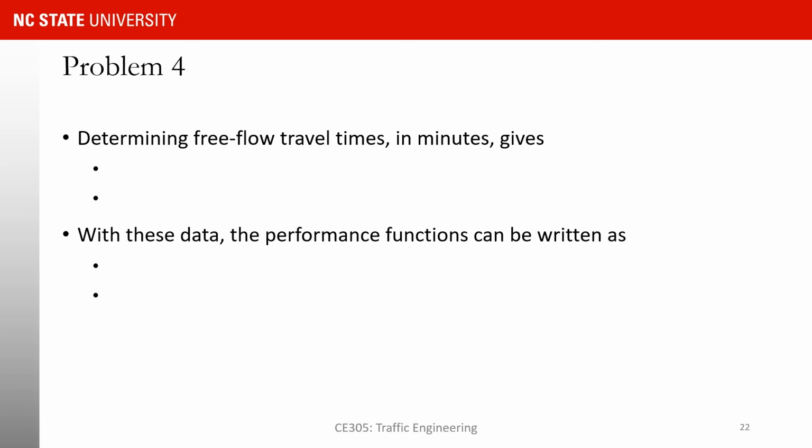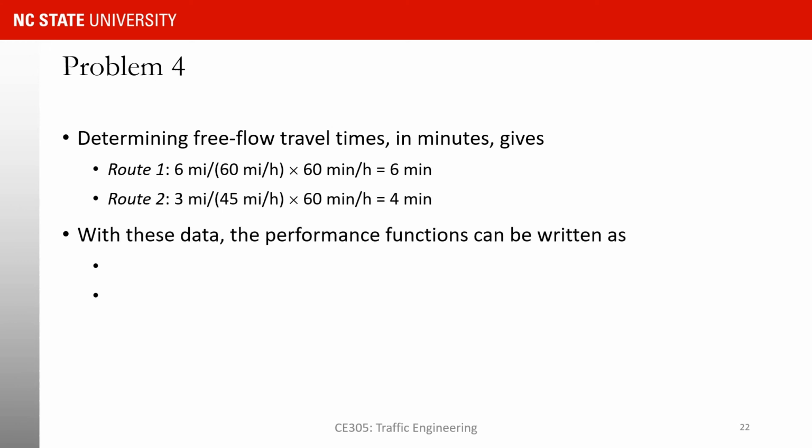So let's first determine the link performance functions. We know that route 1 is 6 miles. We want to find the free flow travel time. So 6 miles divided by the free flow speed, which is 60 miles per hour, gives me a travel time of 1/10 of an hour, or 6 minutes. If I do the same thing for route 2, the length is 3 miles, free flow speed is 45 miles per hour. It gives me a travel time of 4 minutes.